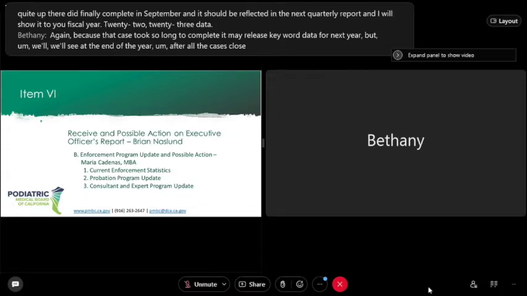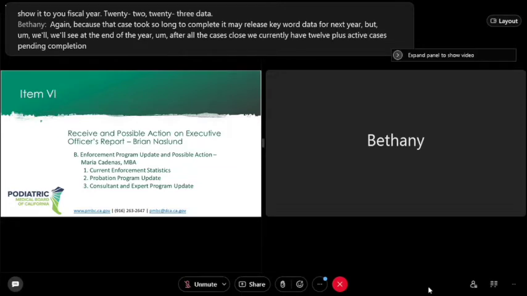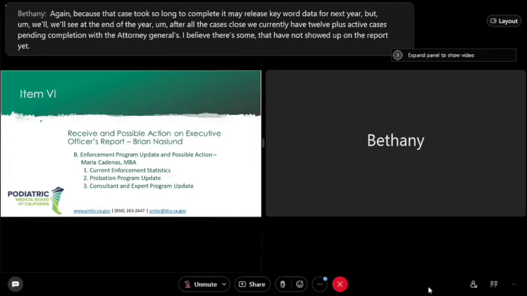We currently have 12 plus active cases pending completion with the Attorney General's. I believe there's some that have not showed up on their report yet that have recently been forwarded this last quarter.